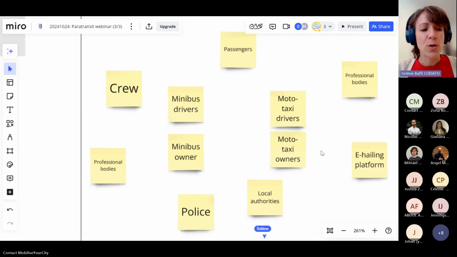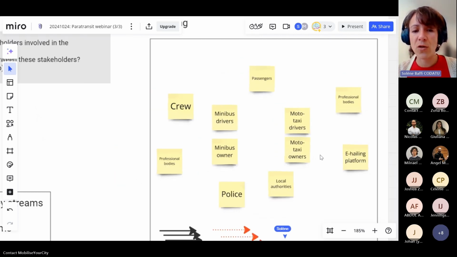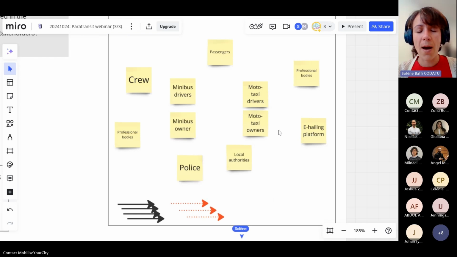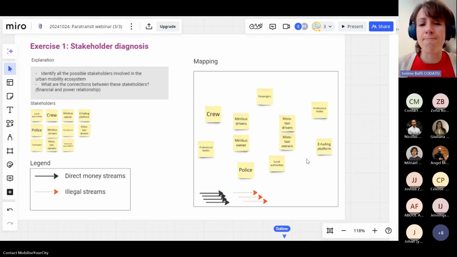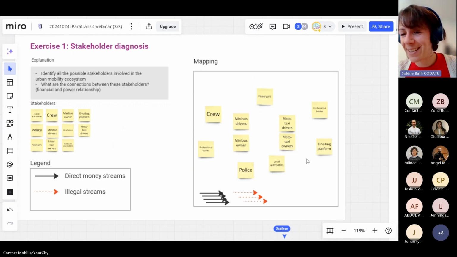So would you be able, for instance, to try to figure out what is the connection between the drivers and the owner? Meaning, if we have to connect these actors with arrows, which direction would they be pointing at in terms of relationship, and more specifically in terms of financial stream, because that's also a main indicator of how the relationship is being directed. So if anyone would have an idea of how to connect these specific operators.